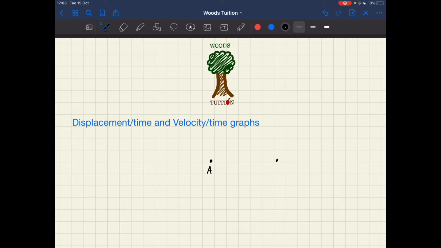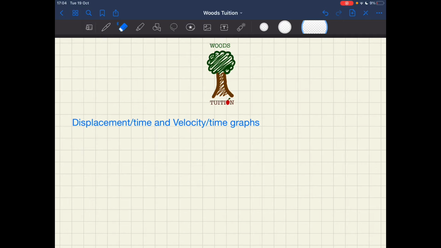So a point A can be said to be 20 meters from point B. If I walk from point A to point B, then I've walked a distance of 20 meters and I'm also displaced 20 meters. If I then walk back, I'm displaced 0 meters because there's no displacement from A, so s is equal to 0. However, distance is equal to 40 meters because I've traveled 20 meters twice.